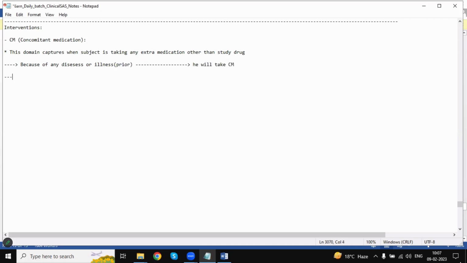This is one scenario. In another scenario, the clinical trial has started and he got some adverse event or side effect. He got some fever, cold, headache, body pains, any adverse event. Due to that adverse event also, he will take the concomitant medication. Correct? So in these two scenarios, he will take some extra medication. Okay, clear?